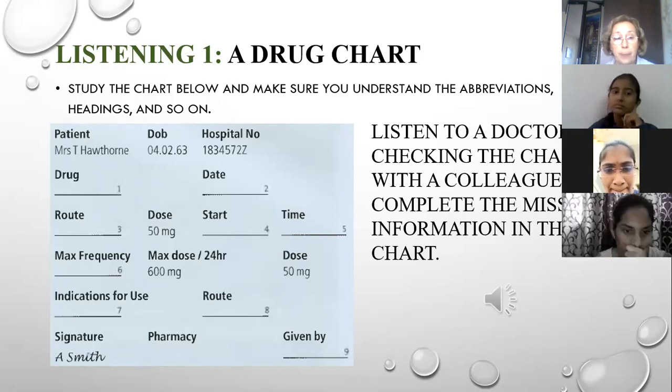And yes, then indication for use. By mouth or by inhalation. Then, yes, so this is route, the same. And the last one, we have a signature of the doctor and given by. The medicine should be given by who? What should we write here? Pharmacist. Or who is going to give this drug to the patient? Nurse, maybe.